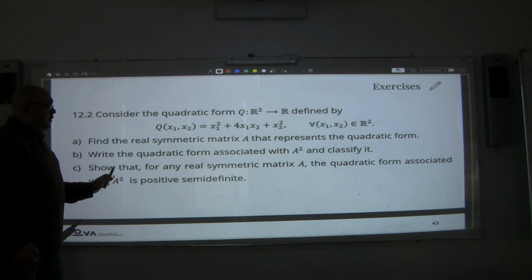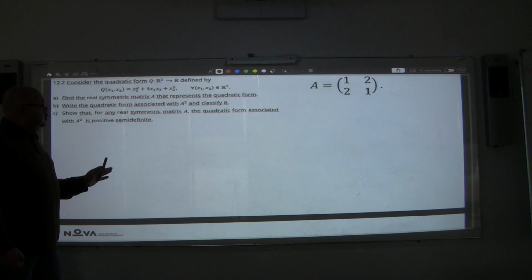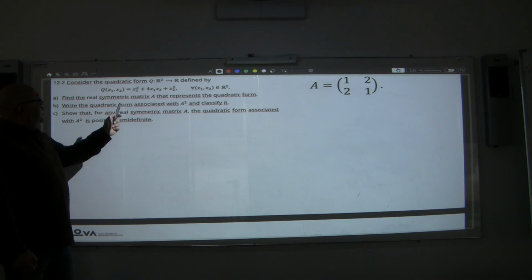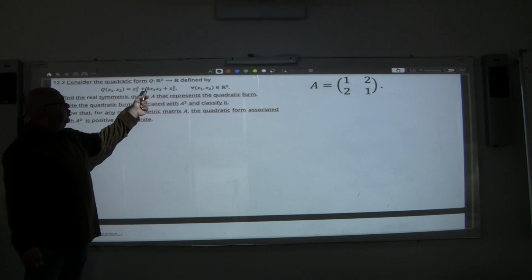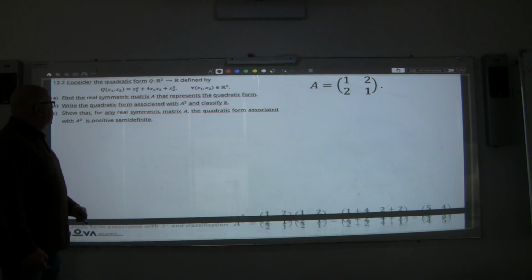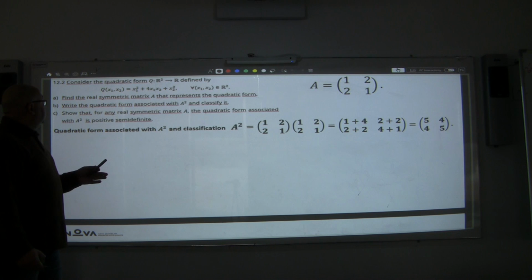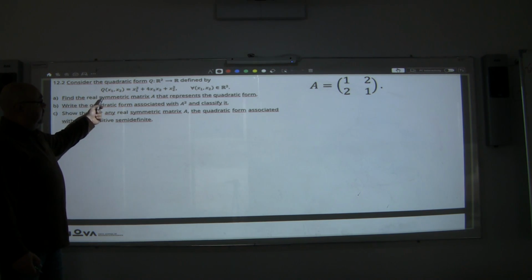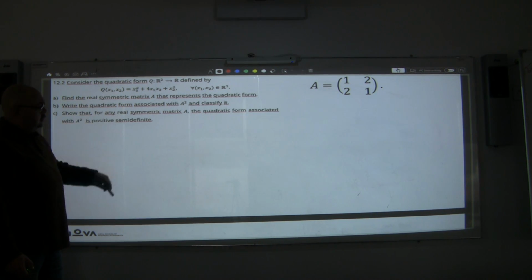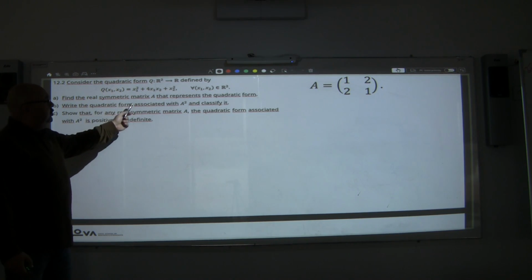You have another problem, which is almost exactly the same. So I can also get 1, 1, 2, and 2. That's the symmetric matrix. I can use this classification. It's asking you for the symmetric matrix A that represents the quadratic form. Write the quadratic form associated with A squared.